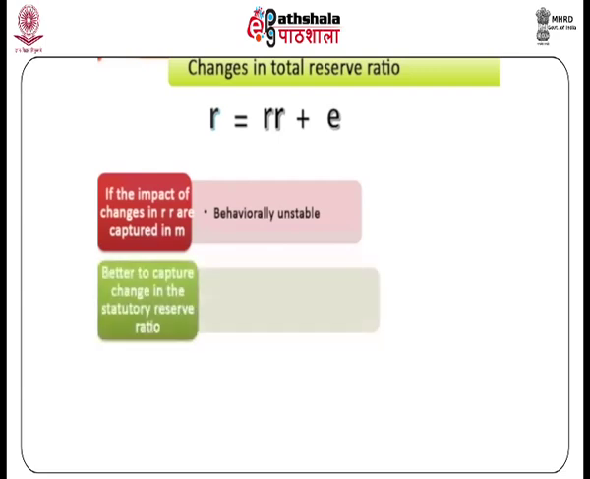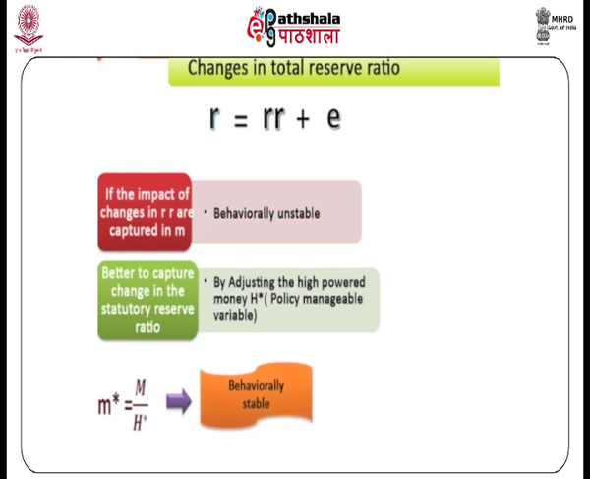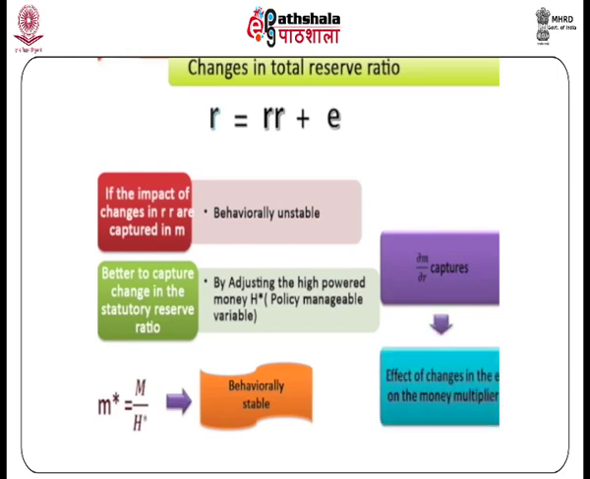It may be better, therefore, to capture the changes in the statutory reserve ratio RR by adjusting the high-powered money H*, making it a policy manageable variable, and M* is equal to M upon H*, a behaviorally stable variable. Thus, in the adjusted H approach, the partial derivative of M with respect to R is effectively capturing the effect of changes in the excess reserves on the money multiplier.